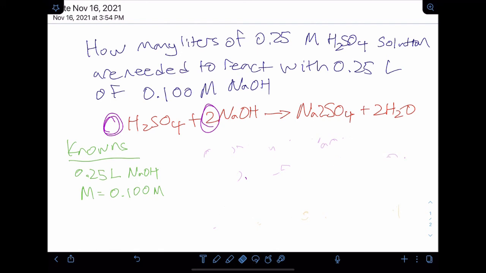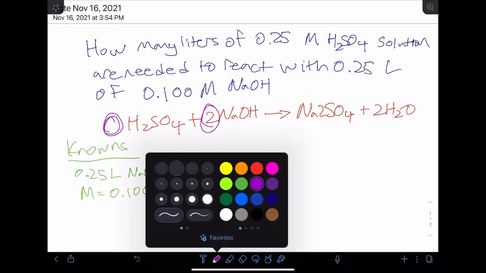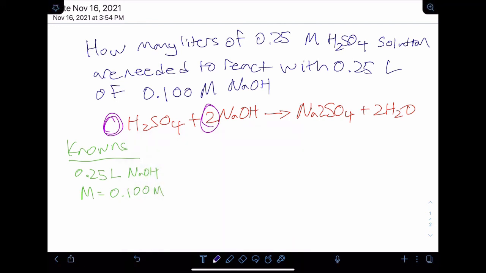And then using the same molarity equation, we know that there's a concentration of 0.25 molarity H2SO4, and we know that we have 0.0125 moles of H2SO4. Then we solve for V, and that gives us 0.5 liters.